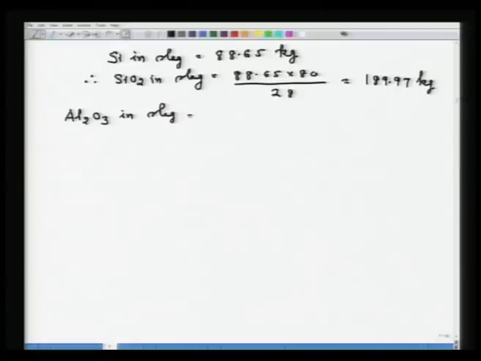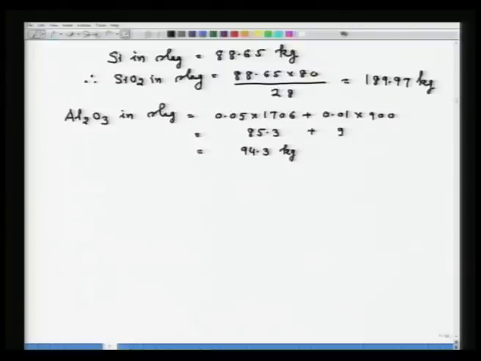So, Al2O3 in slag will be equal to 0.05 into 1706, that is Al2O3 from iron ore, plus 0.01 into 900, that is Al2O3 in coke. That forms 85.3 plus 9. So, Al2O3 in slag is 94.3 kg.